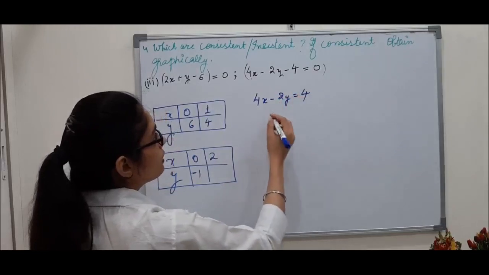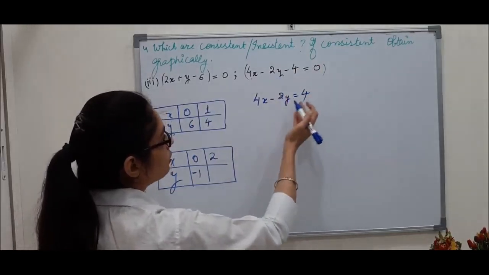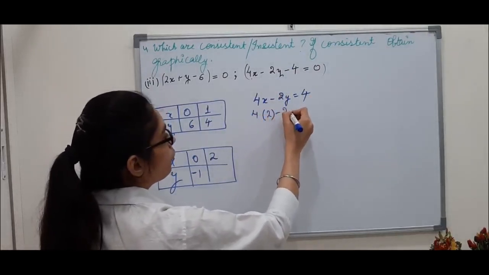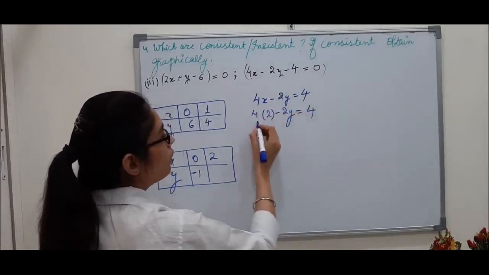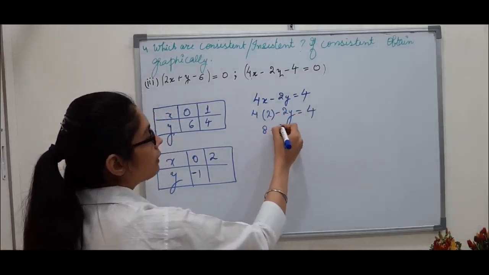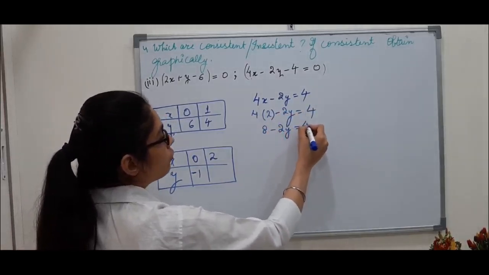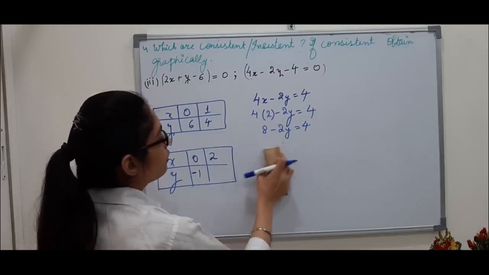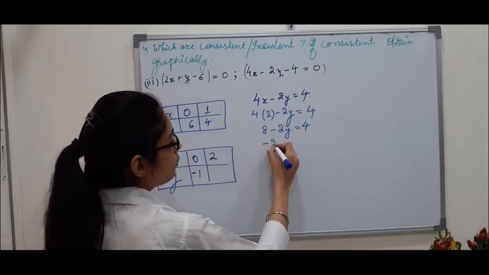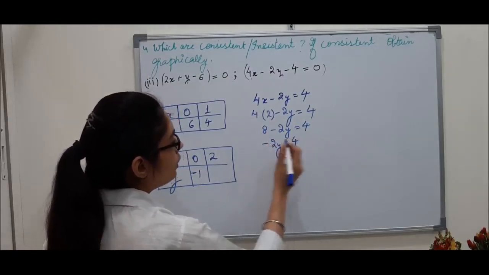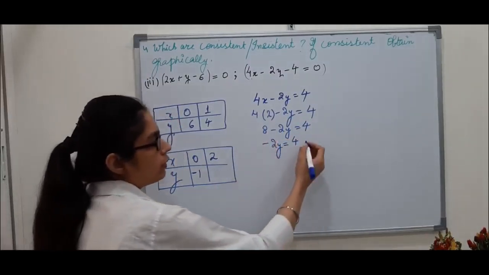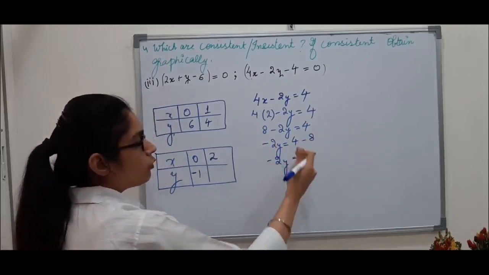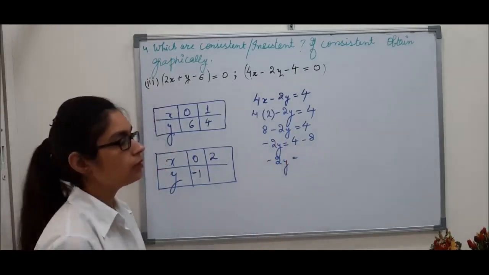So I will write this equation as: this 4, I am shifting to the other side, it becomes positive 4. 4 into 2 minus 2y is equal to 4. 4 into 2 is 8, minus 2y is equal to 4. 8 minus 2y, so I will shift that 8 to the other side. Minus 2y is equal to 4. This plus 8 will change into minus 8 on shifting to the other side. Minus 2y is equal to 4 minus 8.